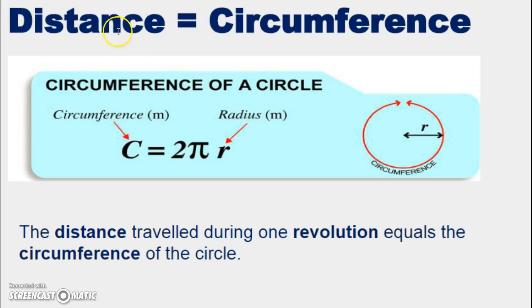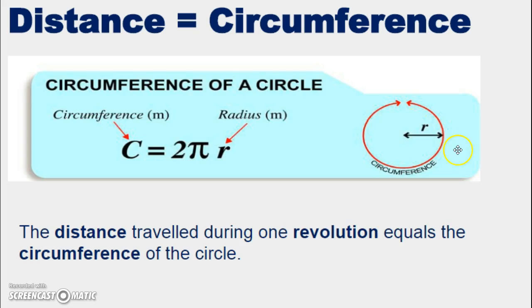Well, now let's start looking at linear speed. We need to make sure we understand the calculation, so let's think about the circumference. Circumference is the distance around the outside of a circle. So the distance traveled during one revolution equals the circumference of the circle, and we can calculate this. Circumference is going to be 2 times pi times r, where r is the radius.